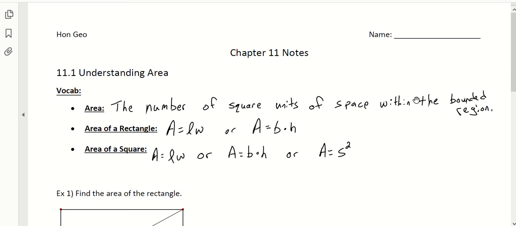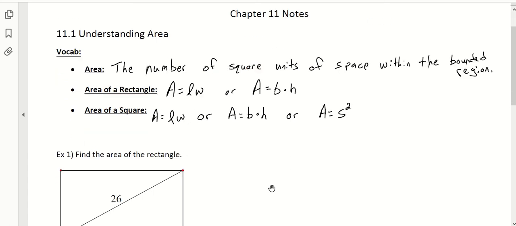So sorry about my handwriting here. Area of a rectangle. Area is equal to, this is like a fancy looking L, area equals length times width, or you might say area is equal to base times height, either way. Area of a square, same as a rectangle, right? Area equals length times width, or base times height, or you might say the area is equal to one of the sides squared, because every side has the same length.